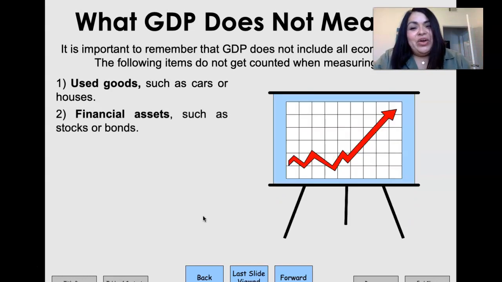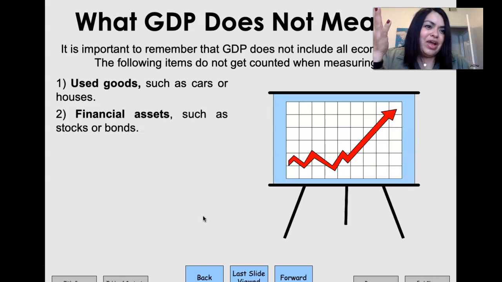Okay, so we do not count financial assets. If you've invested in the stock market and you made $30,000 last year, that's not counted into GDP. The only way that would be counted is if you cashed out your account and you bought something, like a house, a car, or equipment for your business. Then it would be counted in GDP.